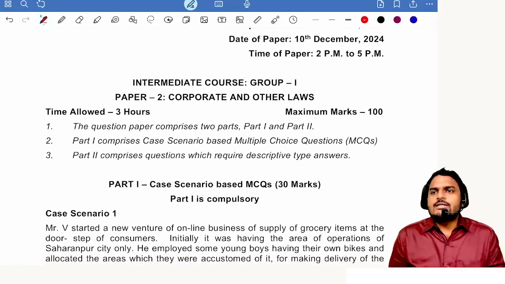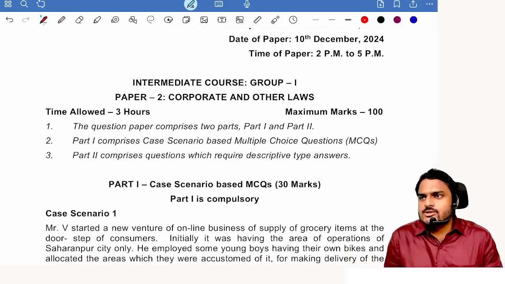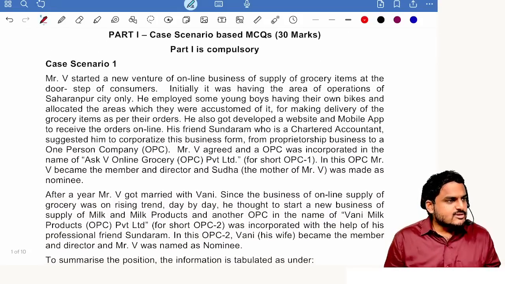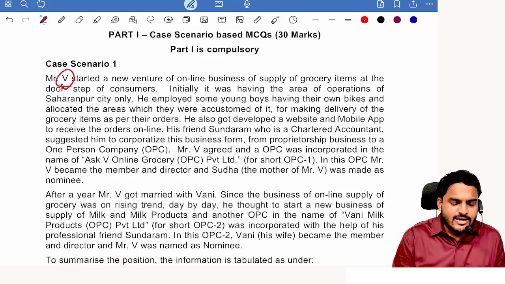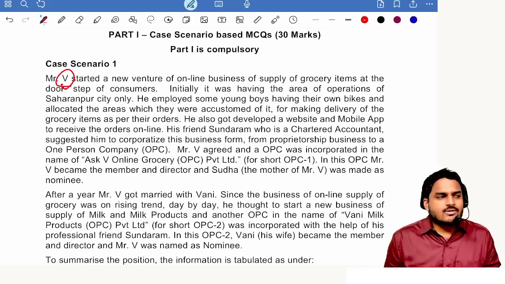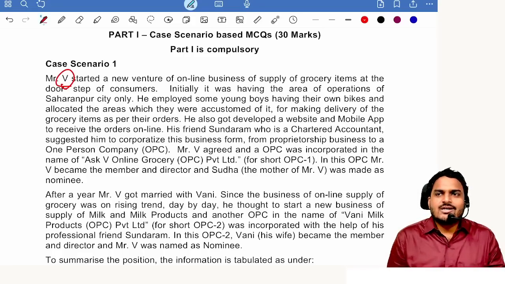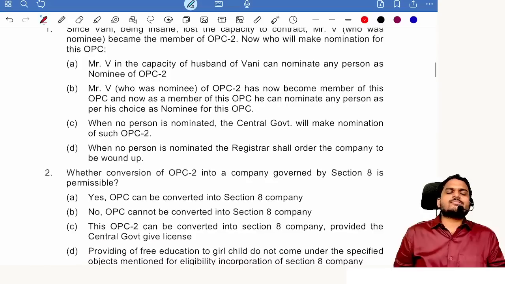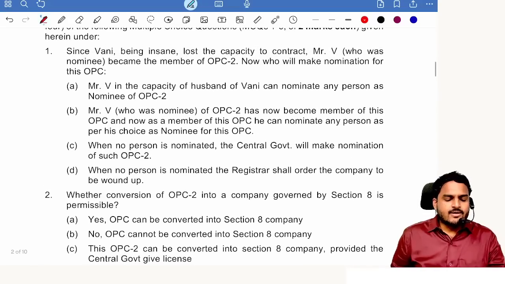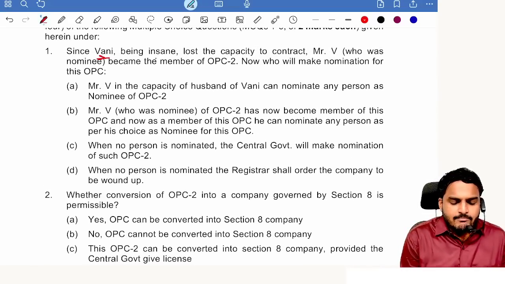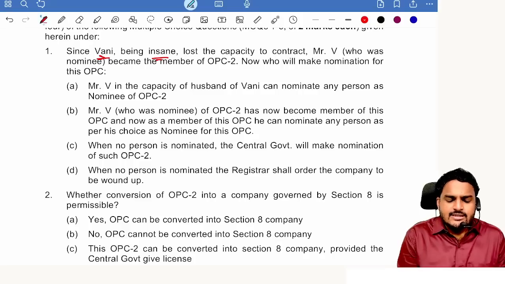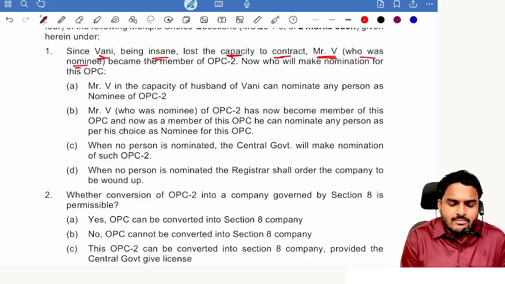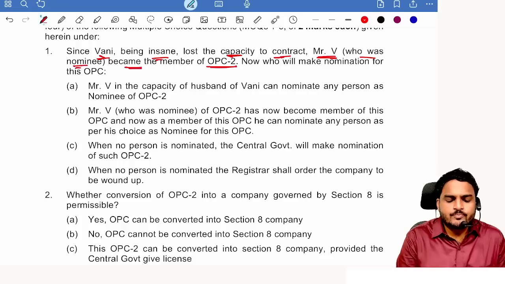Here also we apply the same strategy for case scenario based questions. In case scenario 1, I didn't narrate this story but unfortunately my name is here. So I told you many times, Mr. V is a brand name. Okay, fine. First we'll see MCQs. MCQs, first one. Since Vani, being insane, who is Vani? We'll see, lost the capacity to contract, Mr. V, who was nominee, became the member of OPC 2.